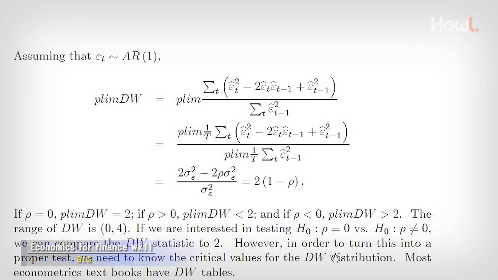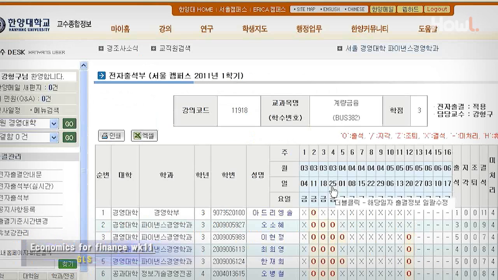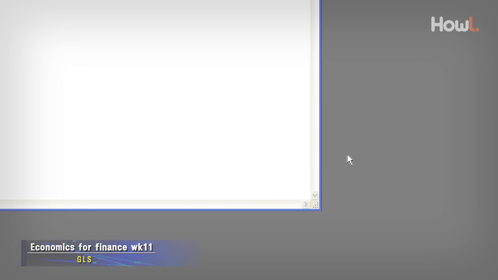However, in order to turn this into a proper test, we need to know the critical values of the Durbin-Watson distribution, and most econometrics textbooks have a Durbin-Watson table. And I think in R there is also a Durbin-Watson function. Okay, so let me check.